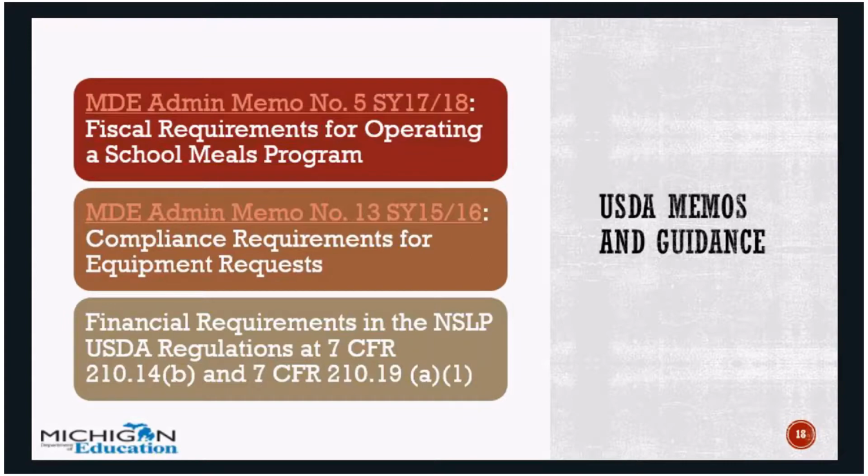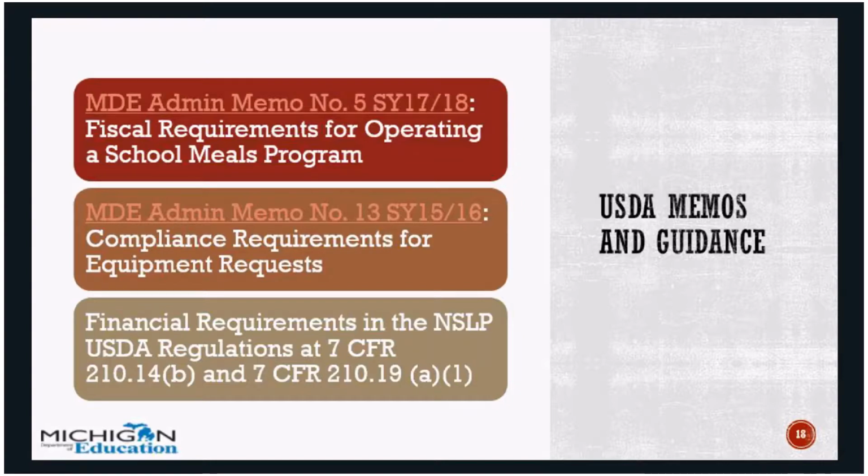Here are the applicable guidance memos and corresponding regulations related to excess fund balance and equipment requests. Administrative Memo number 5, school year 17-18, covers fiscal requirements for operating a school meals program. Administrative Memo number 13, from school year 15-16, covers compliance requirements for equipment requests.